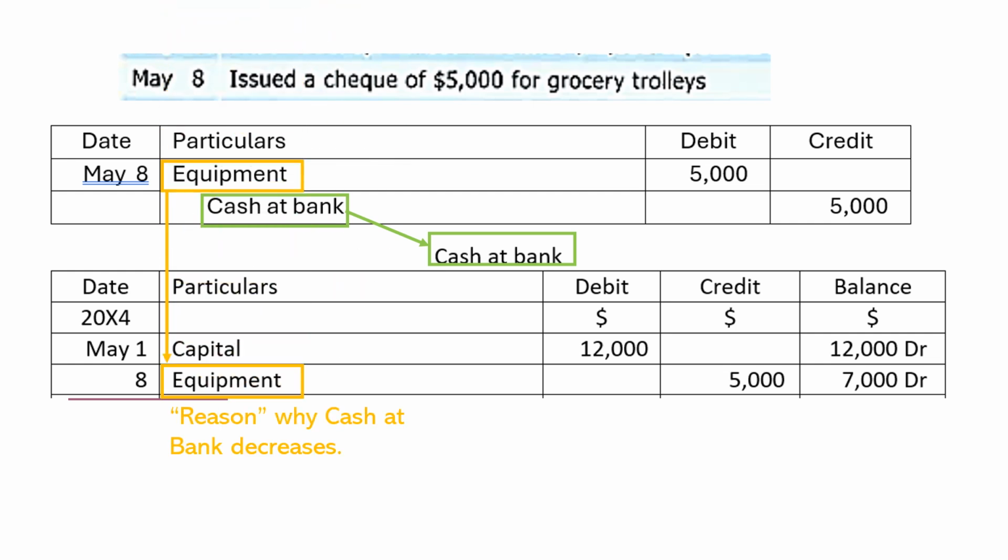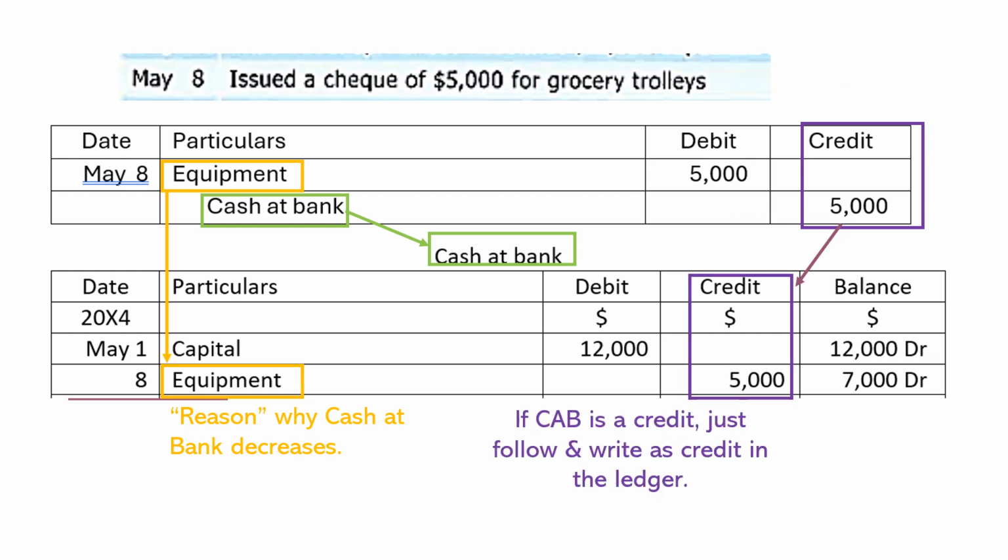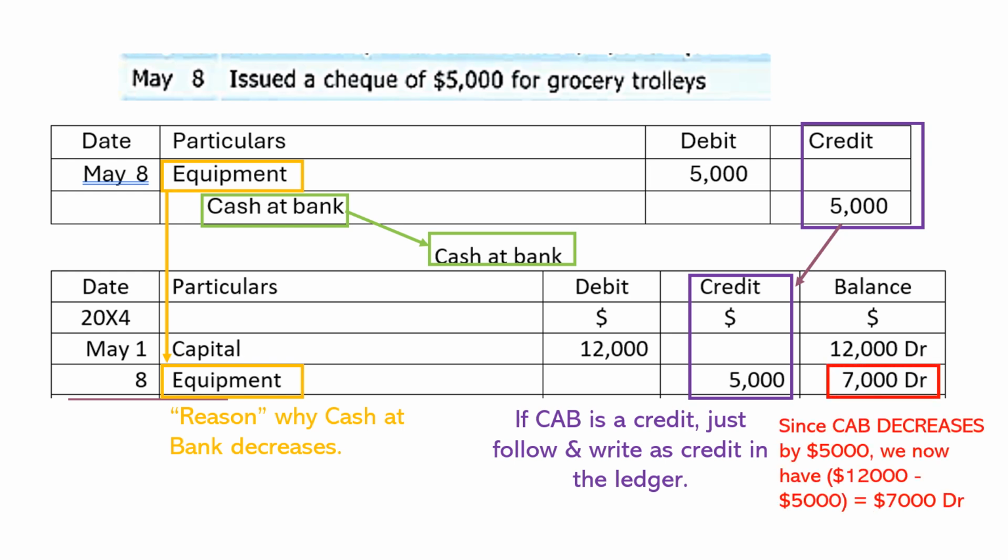Again, we have the reason. But before that, since it's a credit of 5,000, we are going to do a very brainless thing. Credit 5,000, follow credit 5,000, exactly the same. And the reason why cash at bank decreases, because now we are paying out 5,000, is due to the purchase of equipment. So that's why we have equipment as the reason. Now this is something new. Earlier on, we had 12,000 when we first started with the capital.